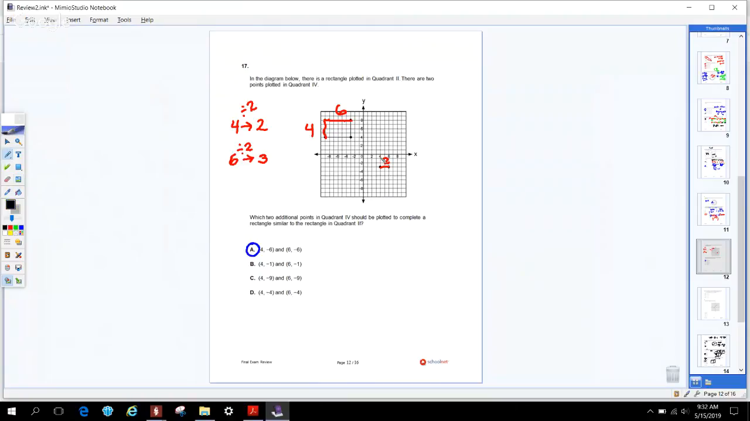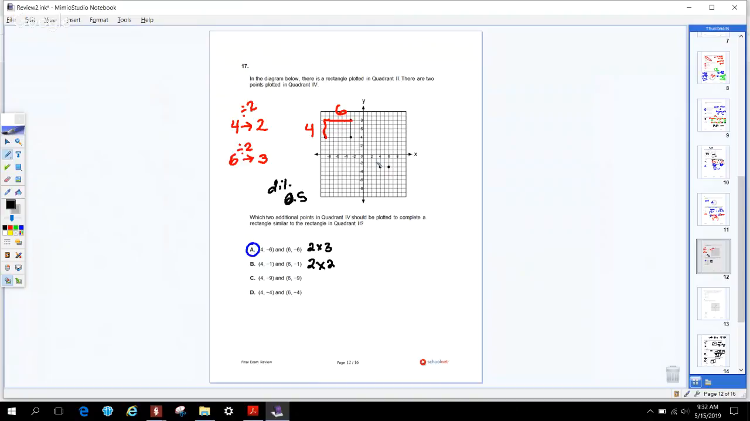Here we have 4, -1 would put it right here. 6, -1, that would give us a 2 by 2, which is not what we want. We need to get a 2 by 3 because that's how we can use the scale dilation of 0.5. So then we know it's not going to be choice B.